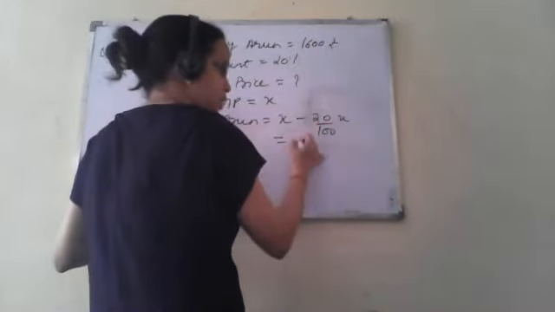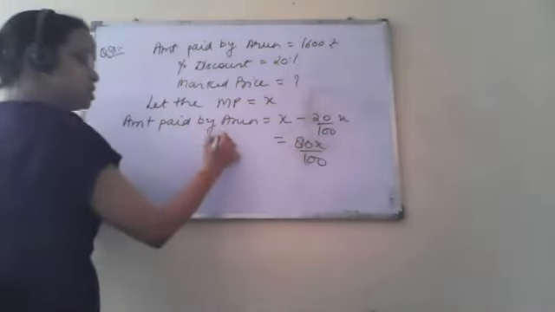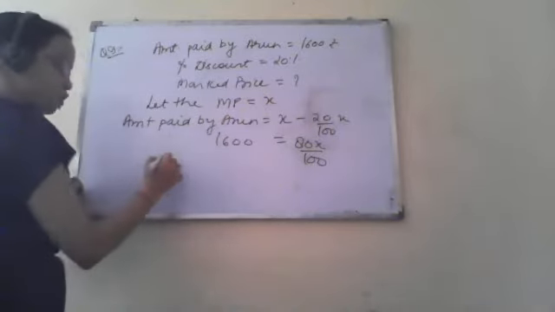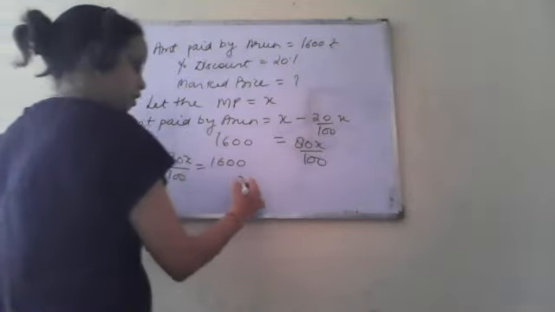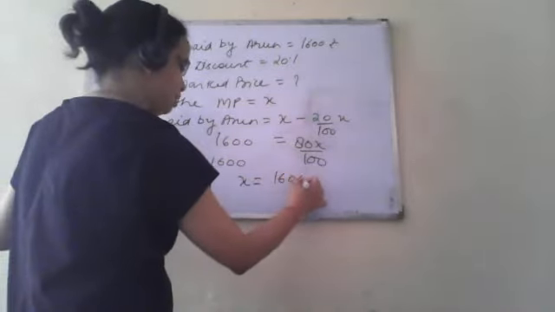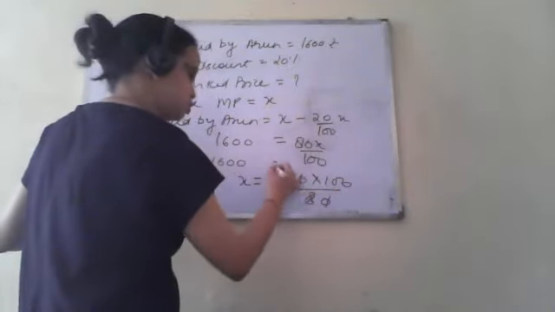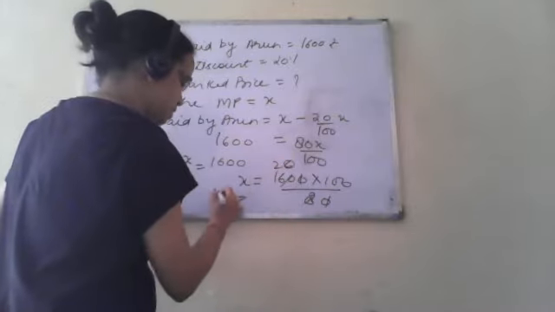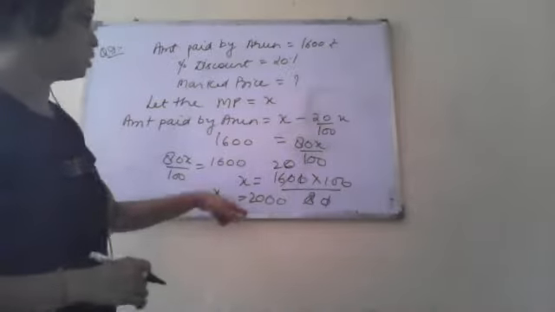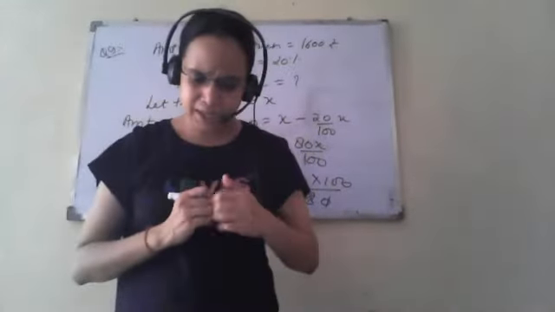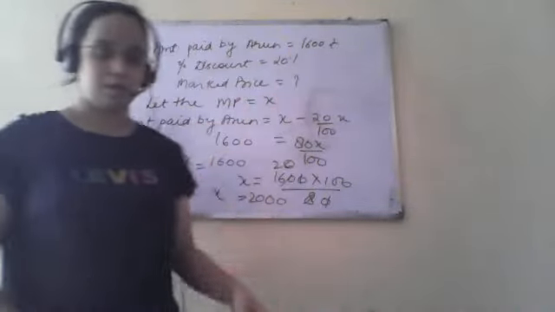This comes out to be 80x upon 100, and this amount is 1600. It is given in the question. So 80x upon 100 equals 1600. Now if we calculate x, it is 1600 into 100 upon 80. This is 20, and the value of x comes out to be 2000. So the mark price of these skates was rupees 2000, and after offering a 20% discount it is 1600.